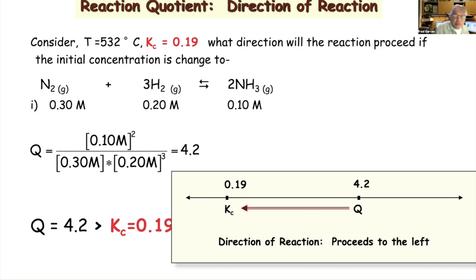And you can use this mnemonic device where you have a number line, you put Q down, 4.2, you put K equilibrium, 0.19. And so in order for Q to match K equilibrium, it's got to go from right to left. Okay, it's got to go from right to left. When it goes from right to left, then you have the reaction moving in the reverse direction. Okay.